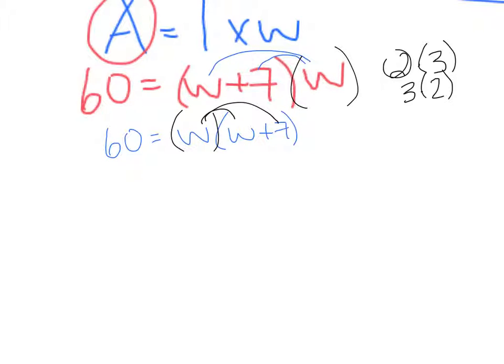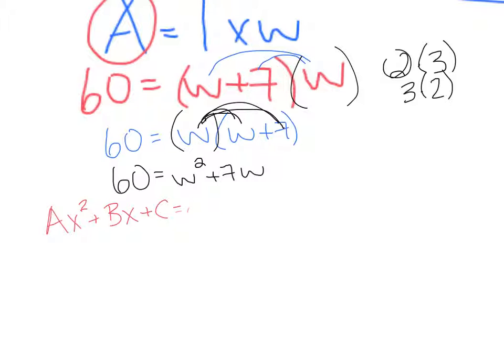So now I'm going to distribute. So I get 60 equals W times W is W squared. W times 7 is 7W. So now that I have that distributed, I can rearrange this to look like quadratic by moving this 60, because remember we always like it in the ax squared plus bx plus c equals 0. So in order to get it in that format, I need to move this 60. So to move this 60 to the other side, I'm going to subtract it from both sides. So I would get w squared plus 7w minus 60 equals 0.